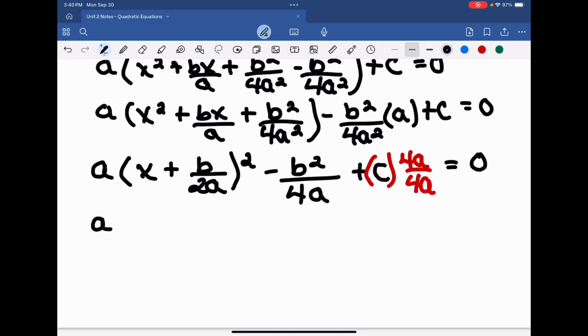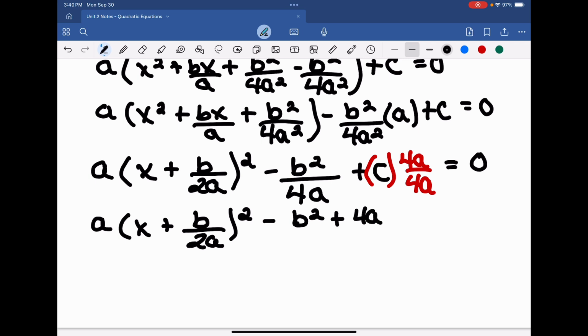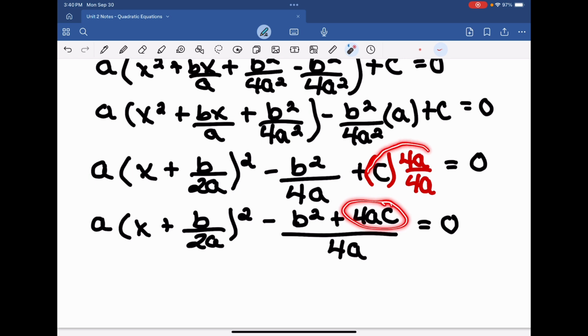Now, let's show how this comes together. It's a times x plus b over 2a all squared. On the outside, it's going to be negative b squared plus 4ac divided by the 4a in the denominator, and this is all equal to 0. And the reason we have this 4ac is because we multiply c and 4a, and then the denominators would be the same, so we put them together, and there's our term.